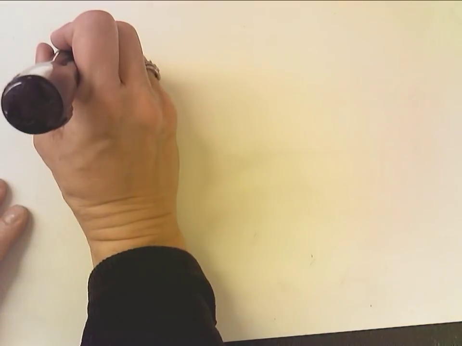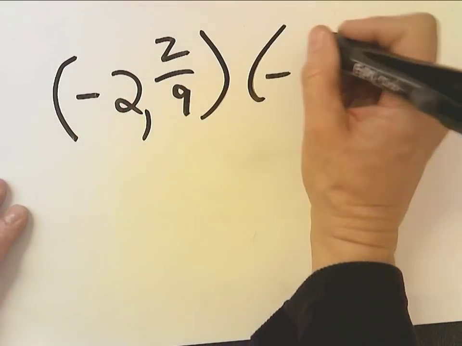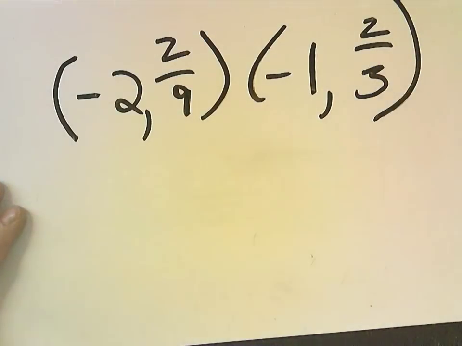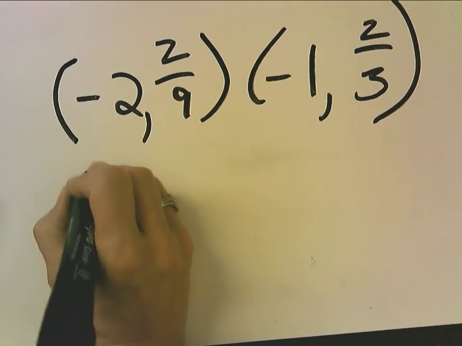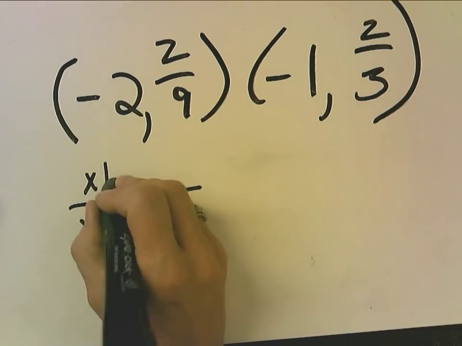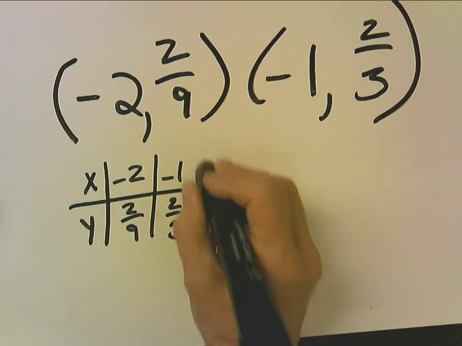there's one more that I want you to try, and this one is a little harder, and it's at the bottom. It's a little harder because they do not give you the y-intercept, do they? So we don't know what A is. But what we can do for this is set up a chart. So x, y, -2, 2/9, -1, 2/3.